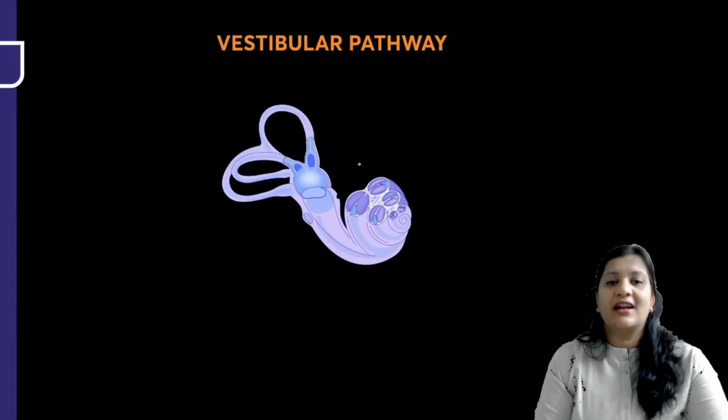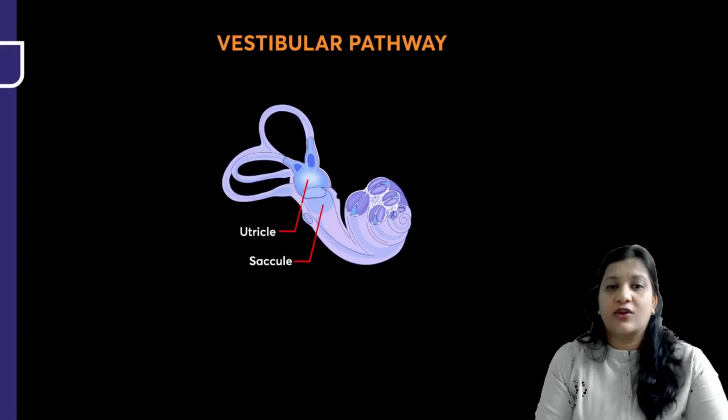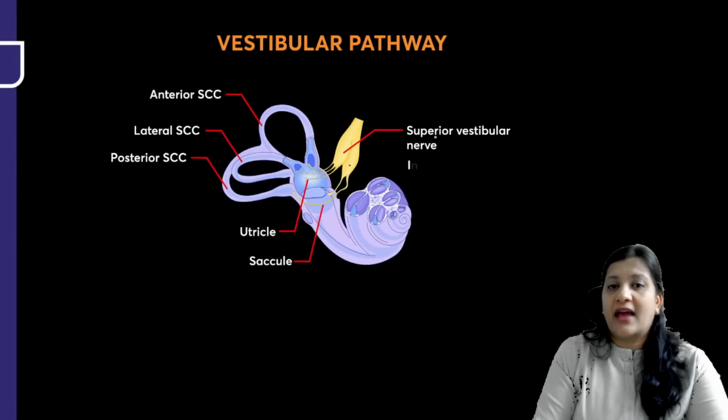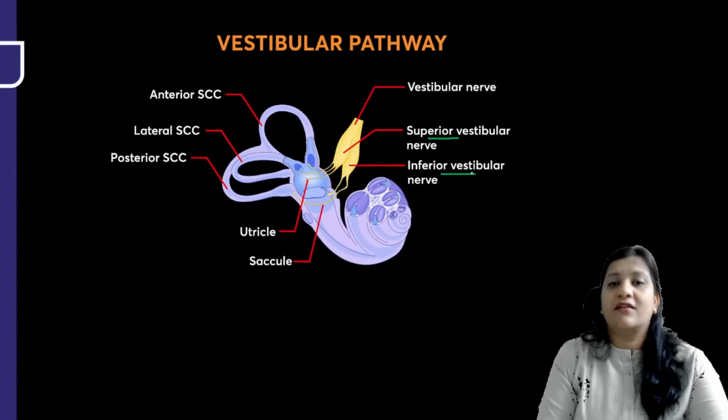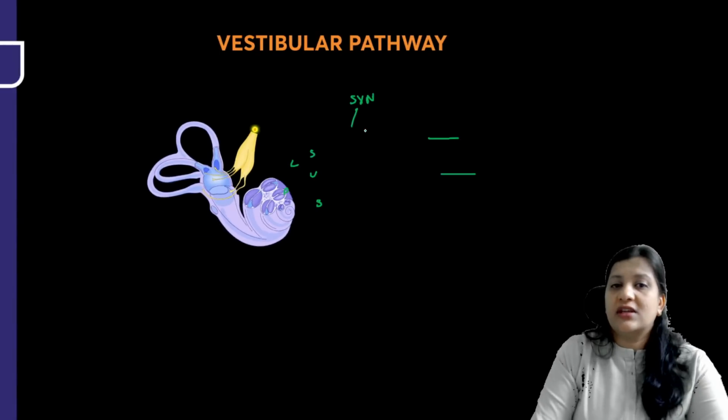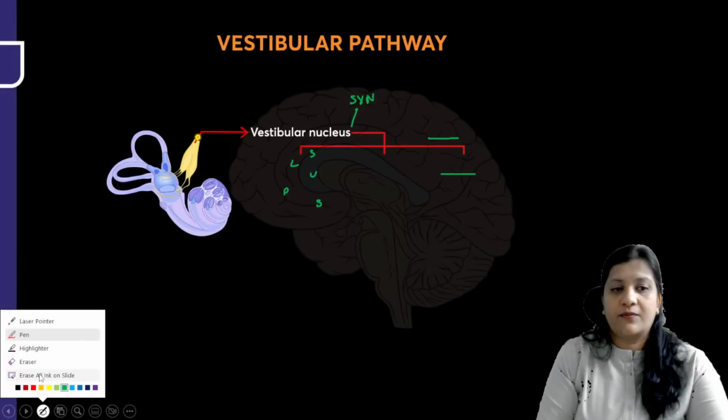Okay, so let us understand quickly the vestibular pathway. We know the inner ear has the saccule, the utricle, and 3 semicircular canals: the posterior, superior and lateral. The impulses from these are carried via the superior and inferior vestibular nerves. The impulses from the superior canal, lateral canal and utricle go via the superior vestibular nerve, whereas from the saccule and posterior canal they go via the inferior vestibular nerve.